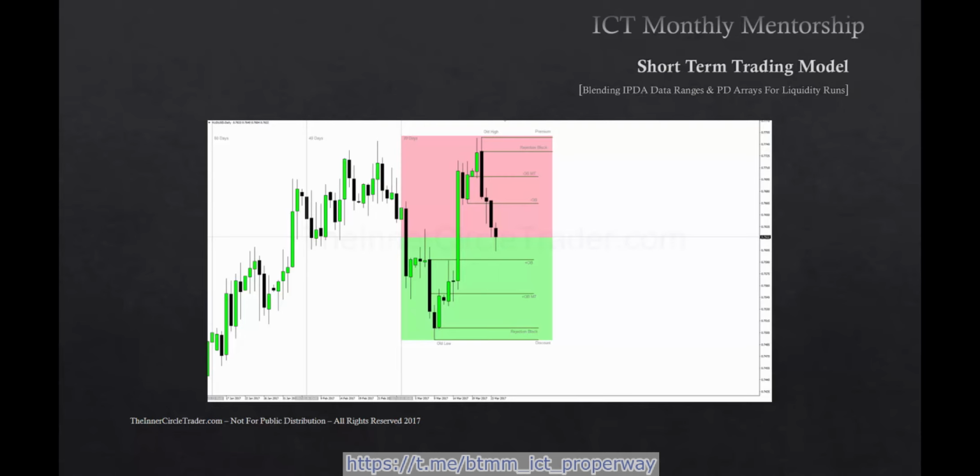Then we have the bearish order block, and then we trade down into the discount area and we see a bullish order block, the bullish order block's mean threshold, the rejection block, and then finally the old low.